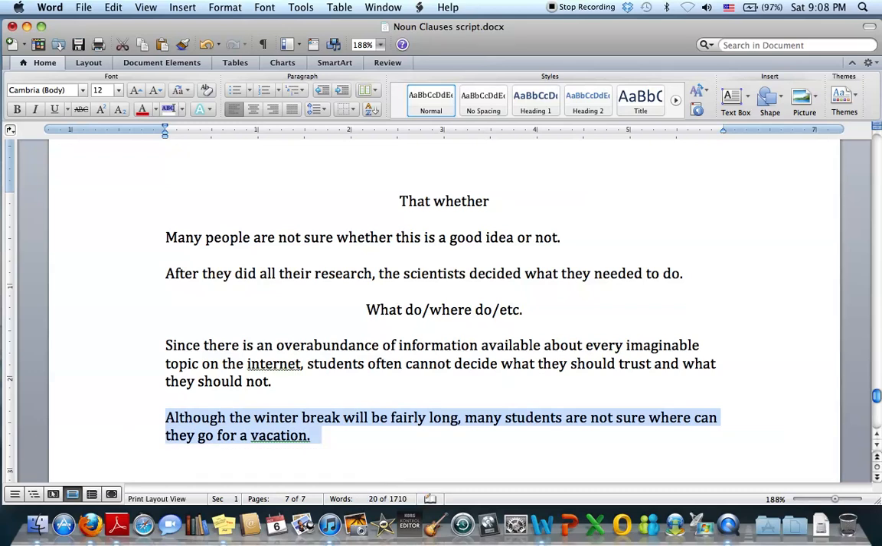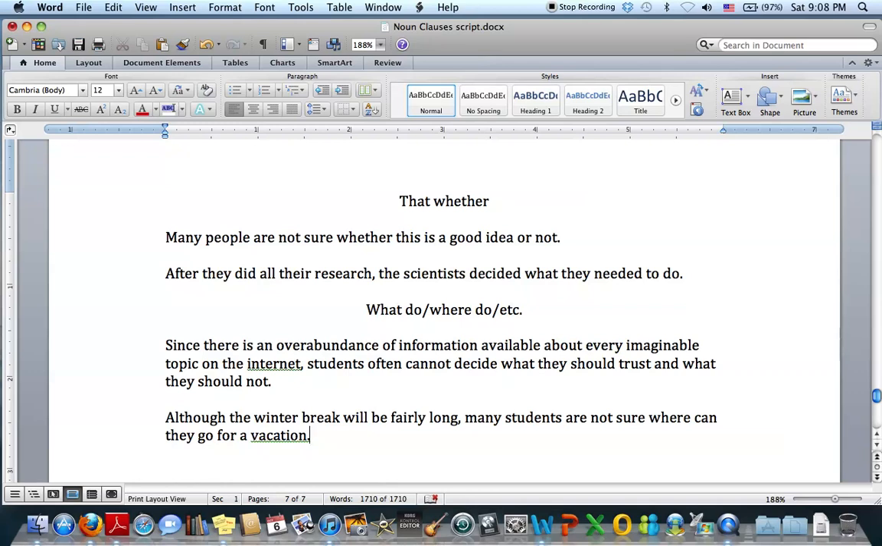All right, last example here, ladies and gentlemen. Go ahead and hit pause on the video and see if you can fix this. Okay, hopefully you hit pause and you tried to fix this sentence right here. Although the winter break will be fairly long, many students are not sure where can they go for a vacation.